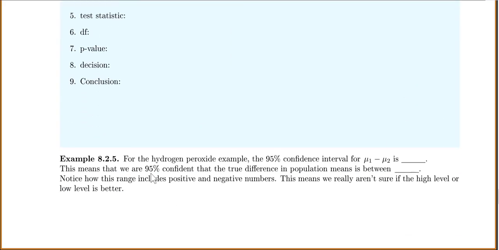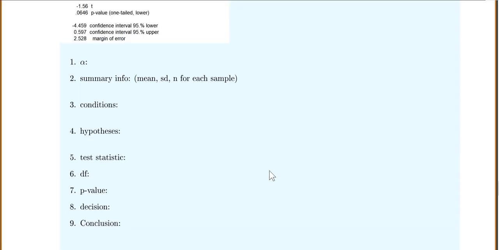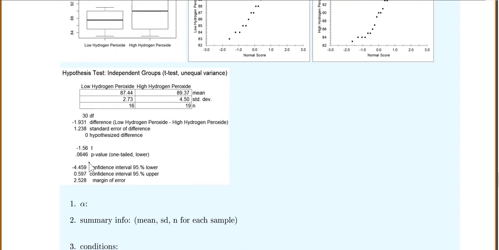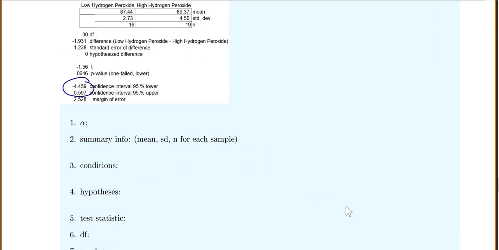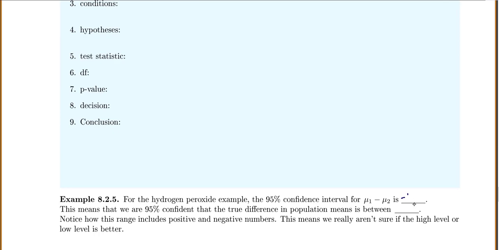Okay. And I just want to walk you through this confidence interval. So for our hydrogen peroxide example, the 95% confidence interval for the difference in the means is negative 4.5 to 0.6. So this would mean we're 95% confident that our true difference in our population means is between negative 4.5 and 0.6. Notice this is going to include negative numbers and positive numbers.